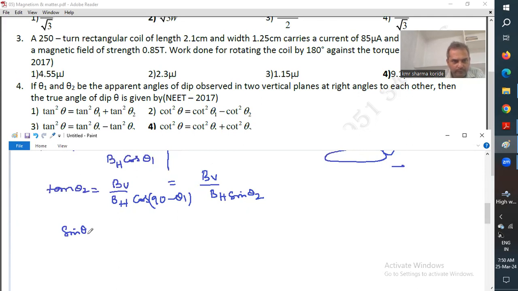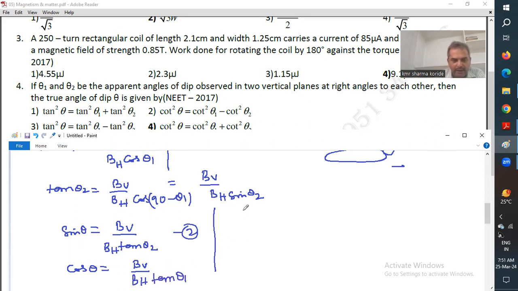Is equal to, sin theta is equal to BV by tan theta 2. This is in the second case. In the first case, cos theta is equal to BV by, sorry, I forgot to write BH. So therefore, BH tan theta 1.